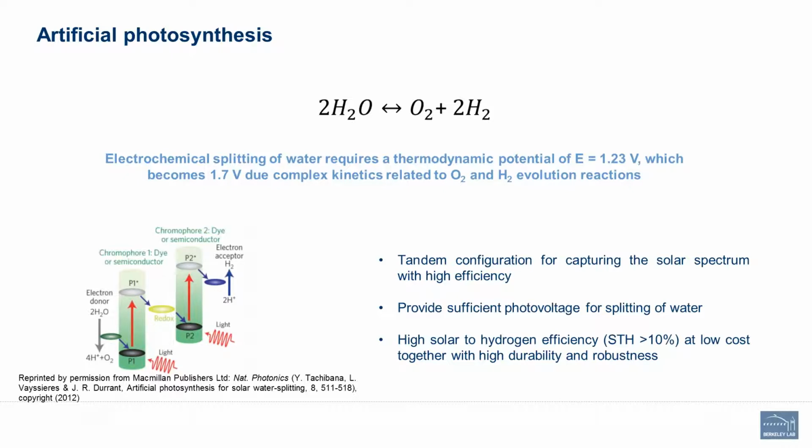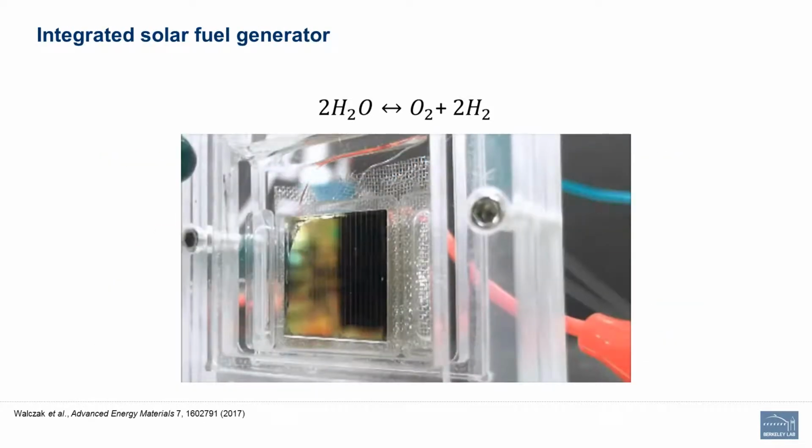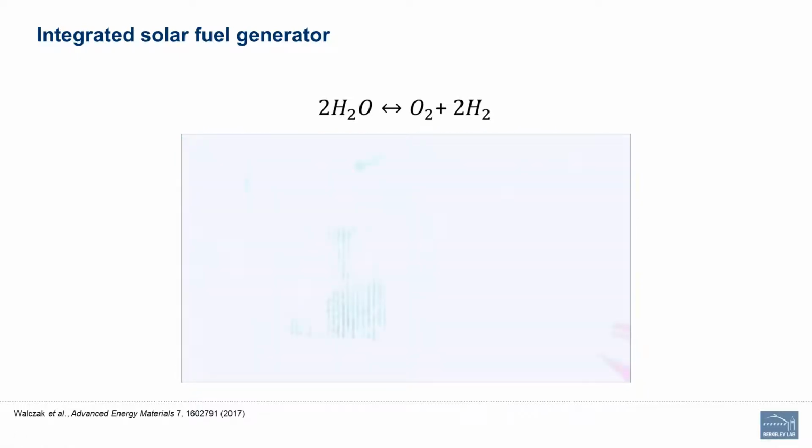In addition to that, we can define other targets, like trying to do this reaction with a solar-to-hydrogen efficiency higher than 10% and with a durable and robust device. So at the Joint Center for Artificial Photosynthesis, we recently showed that this is possible, and now I'm going to show you a video which demonstrates how you can use a III-V semiconductor triple junction, shine light on it, and develop hydrogen. So the video is starting now.